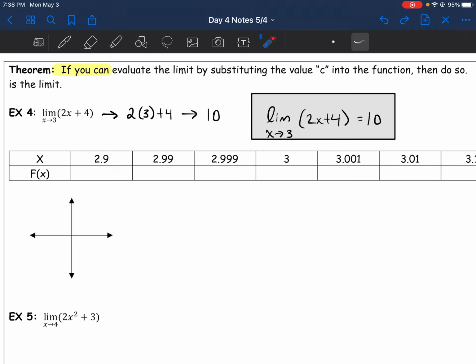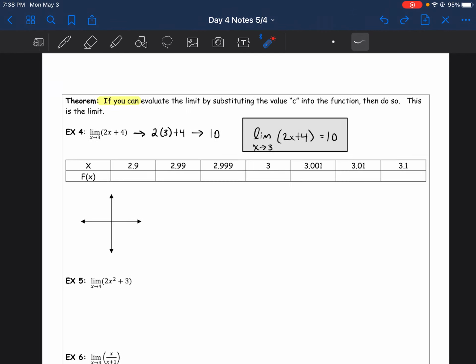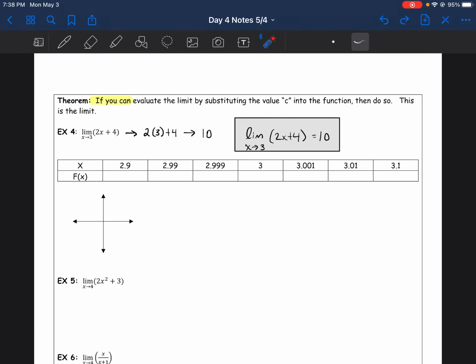Now let's say, Mr. Houck, I don't really believe you there. Can you show me that on a table and on a graph? Well, sure, let's do that. So let's look at it on a table. For a table, we know that we want to make sure that the left-sided limit and the right-sided limit, as we approach 3, they need to match each other. Well, if we just plug all these values into the function, 2x plus 4, or if we use something like a TI-84 calculator or Desmos to make the table for us, this is what we would end up getting.